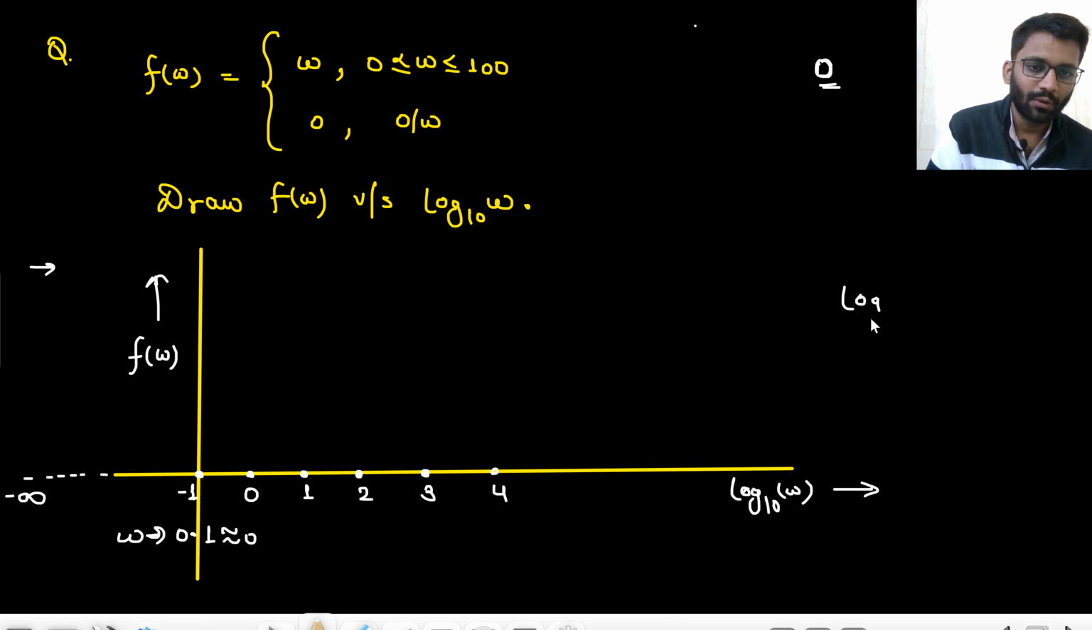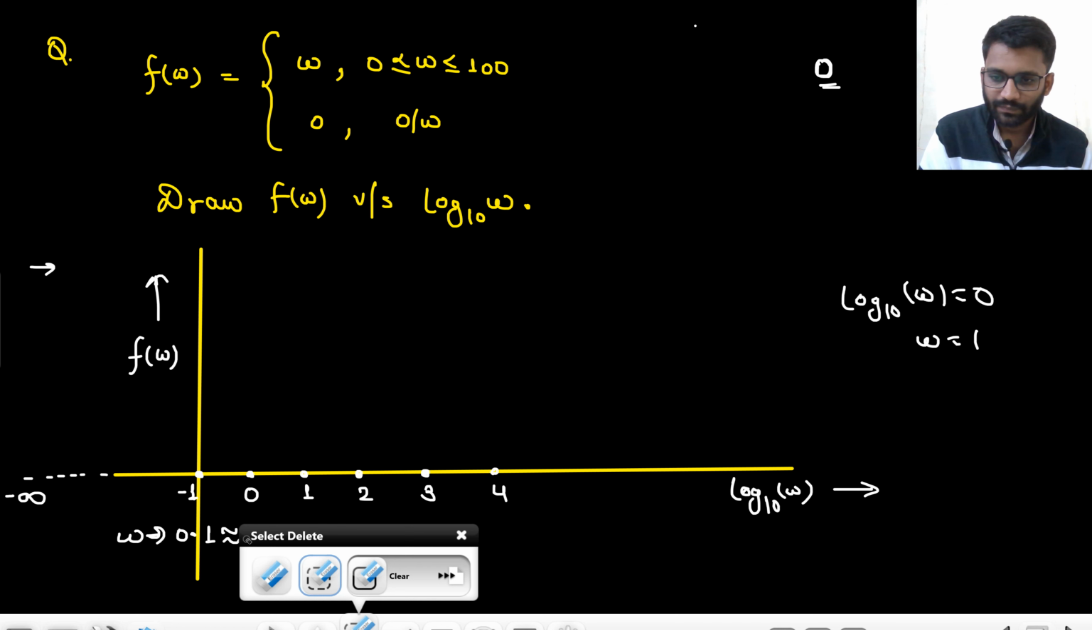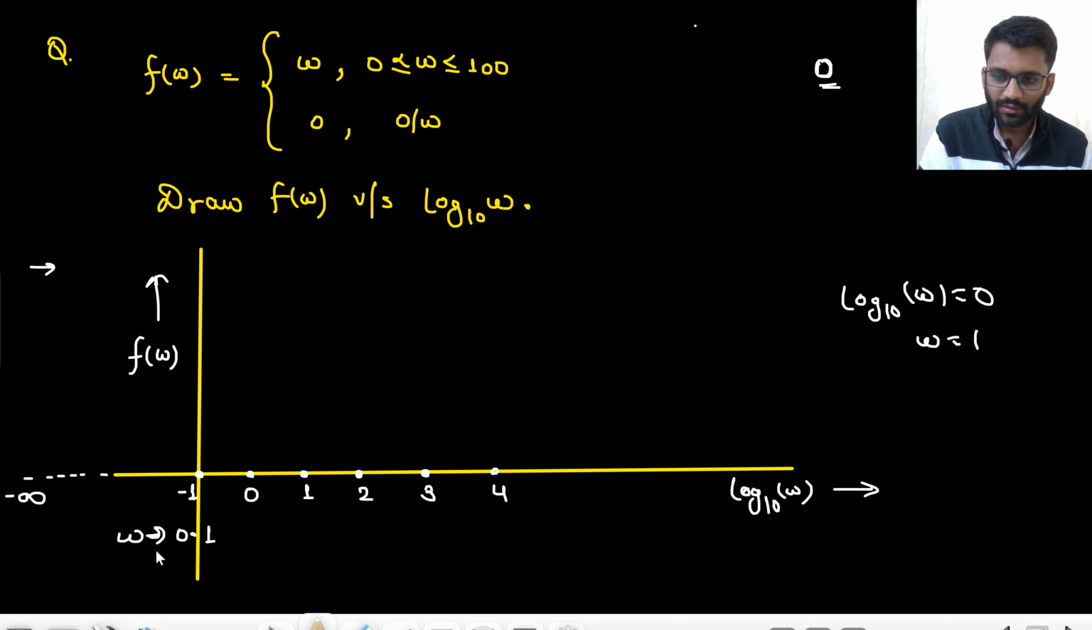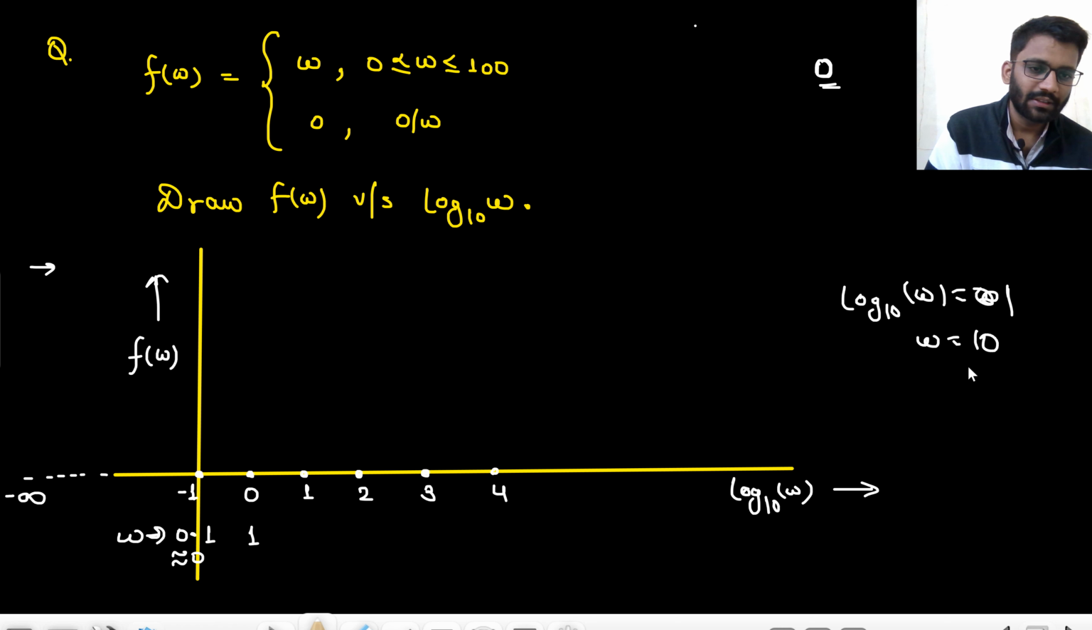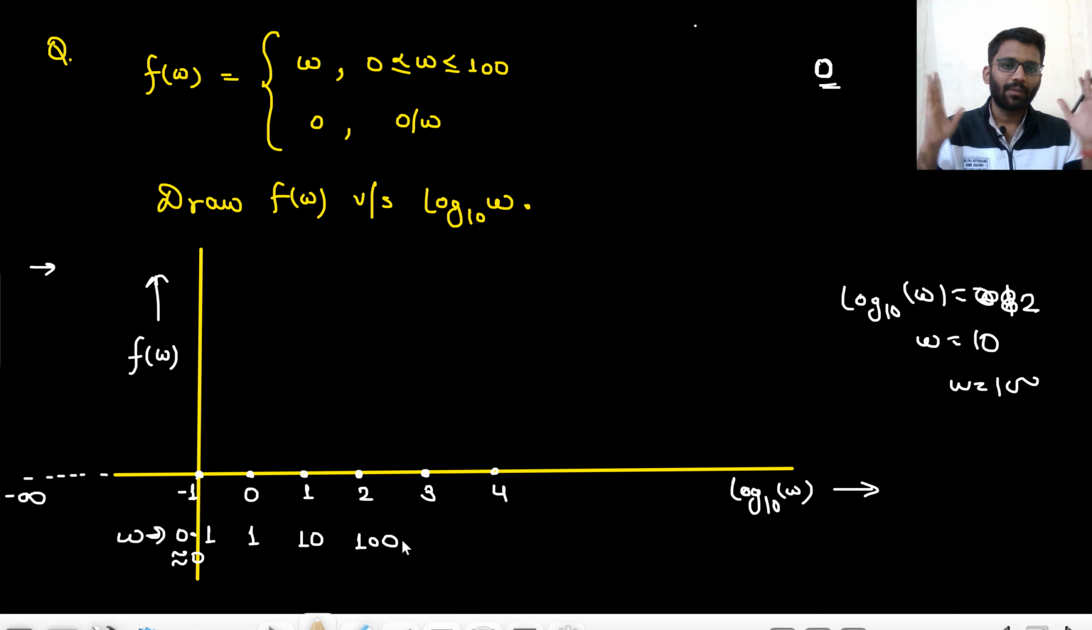So if log tan of omega is equals to 0, that means omega is equals to 1. So this value is nearly equals to 0. So here omega value is 1. If log tan omega is equals to 1, that means your omega value is 10. So here your omega value is 10. And if log tan omega is equals to 2, that means your omega value is 100. So here your omega value is 100. After that, it is not required. So in 4 points only, 1, 2, 3, 4, you have described your complete omega axis.